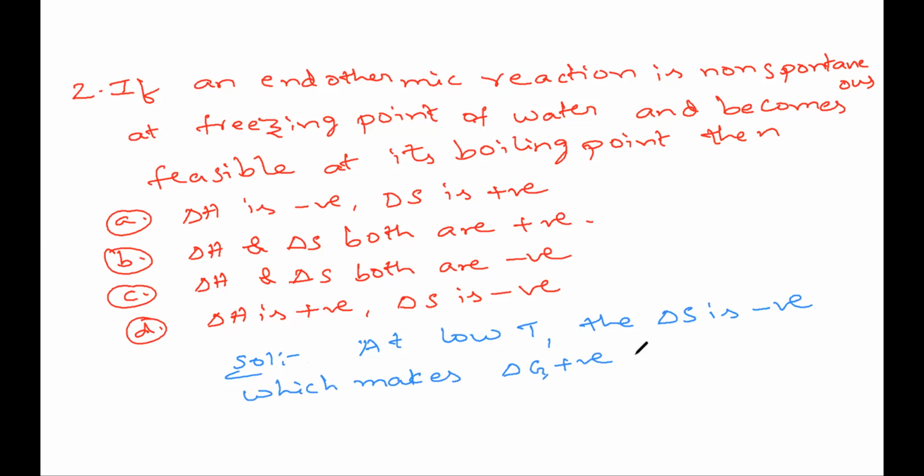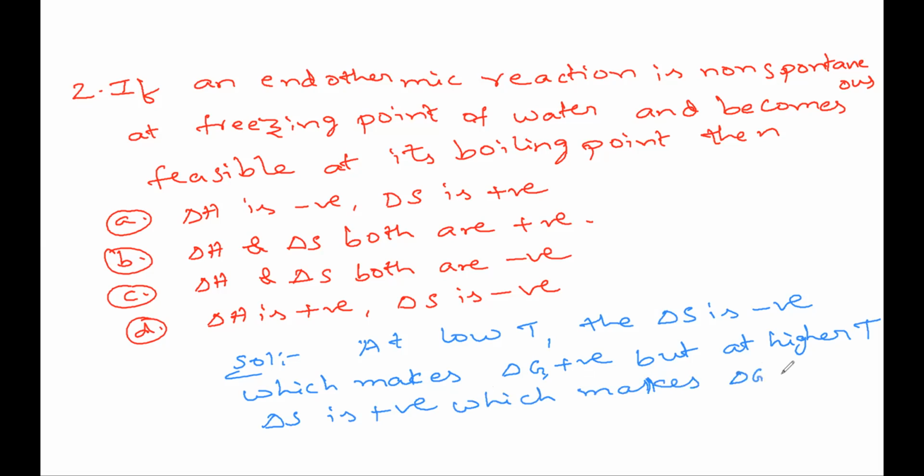But at higher temperature, delta H is negative, delta S is positive, which makes delta G negative. That is spontaneity. So this is a solution.